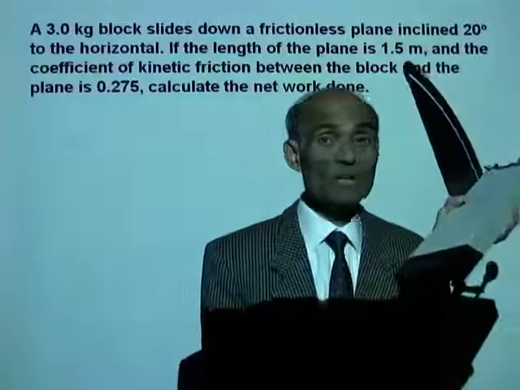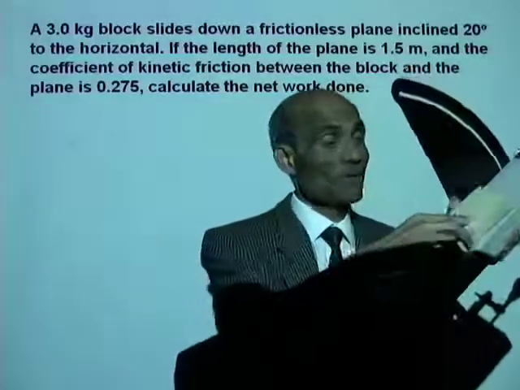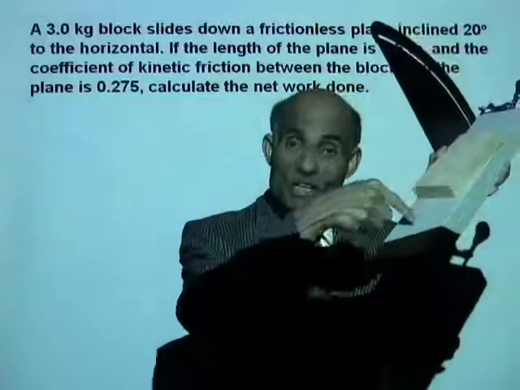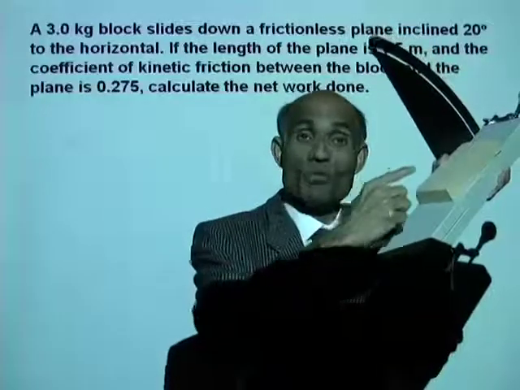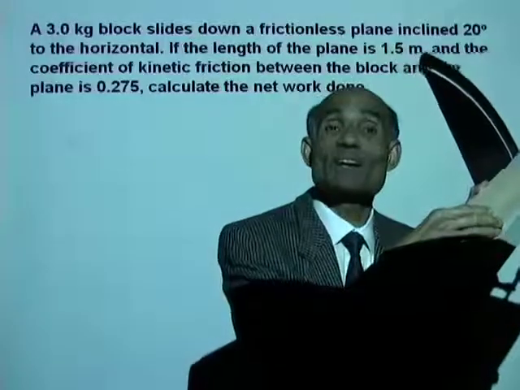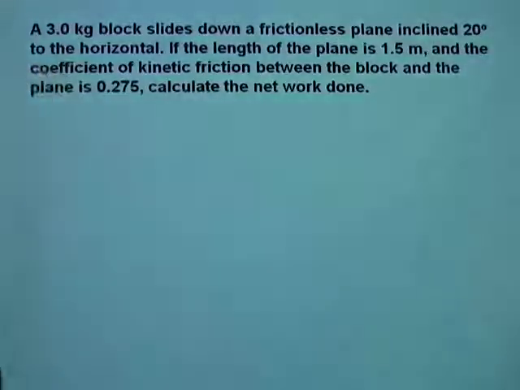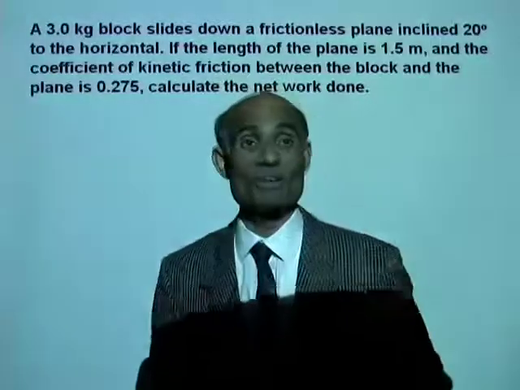Now remember, work done is not a vector quantity, but if the work done by a force acting in this direction can be considered positive, the work done by a force in the opposite direction will be considered negative. So in this case, work is done by two forces, and we are required to find the net work done.